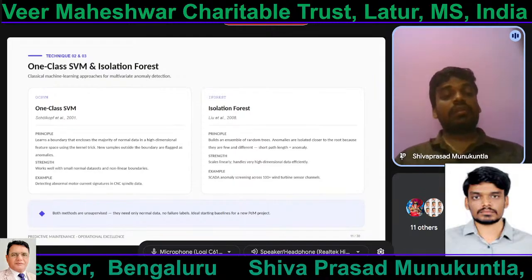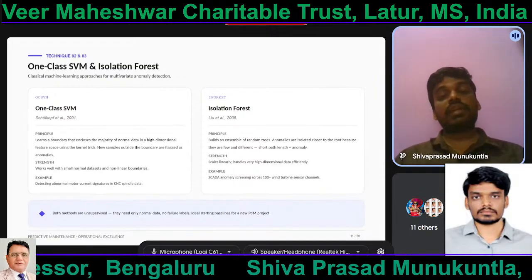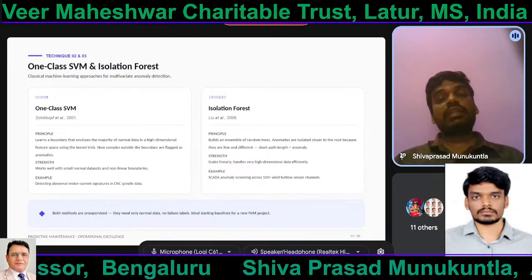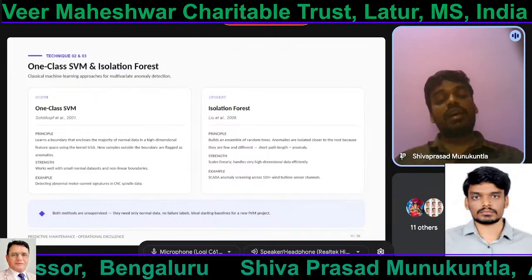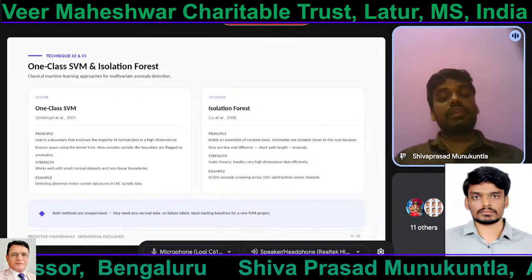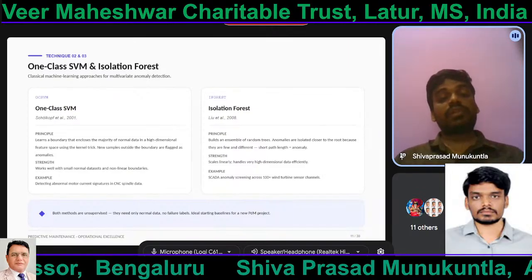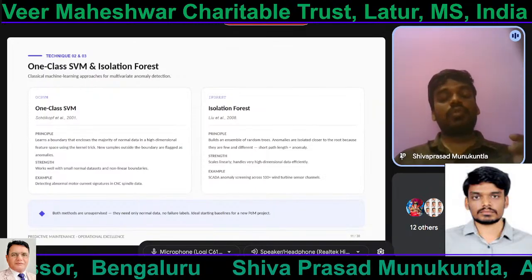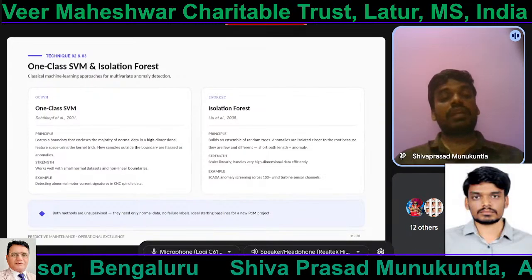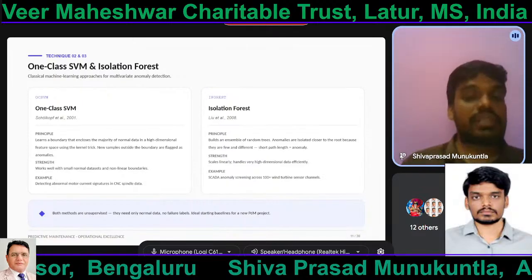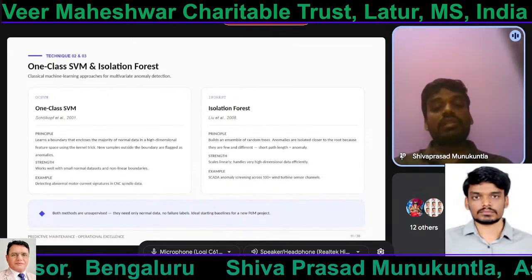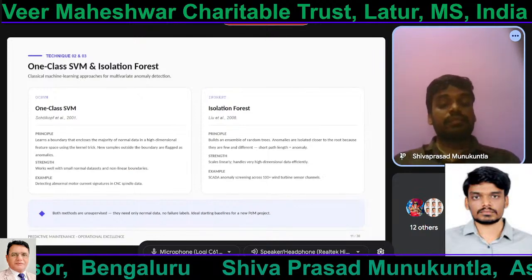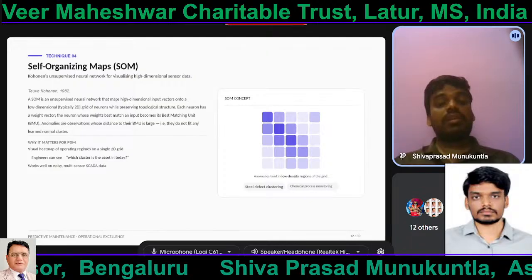From around 2000, we got one-class SVM and isolation forest. Generally, what these models do is collect the patterns daily and draw a 2D chart. After that, one-class SVM tries to draw a circle. If any point goes beyond the normal pattern, we can identify it as an anomaly and fix it. Isolation forest tries to construct a tree. Both are almost the same.